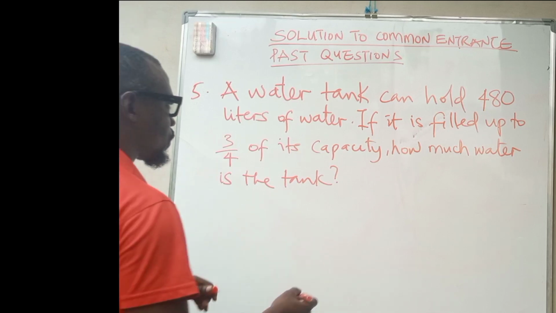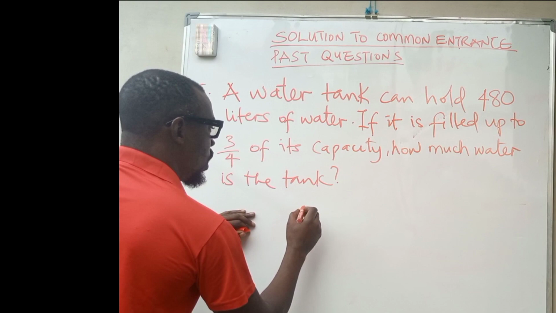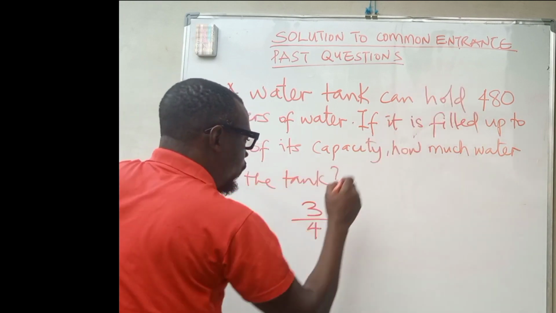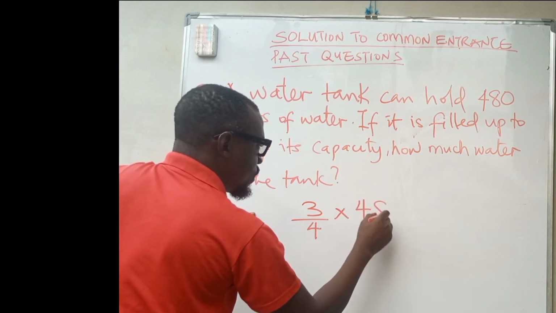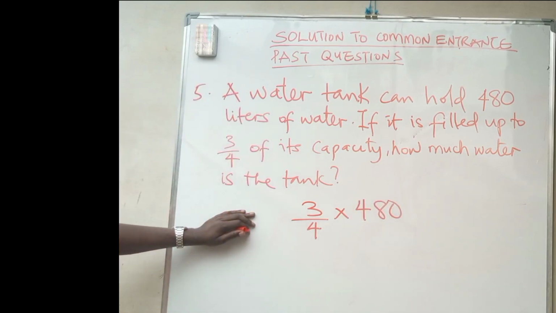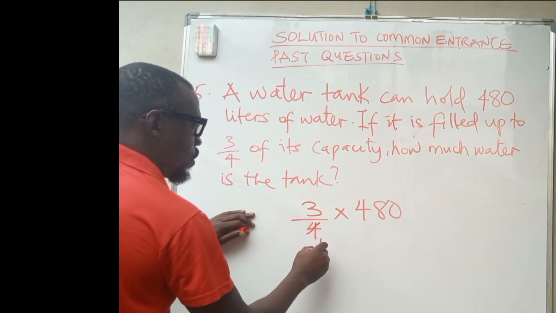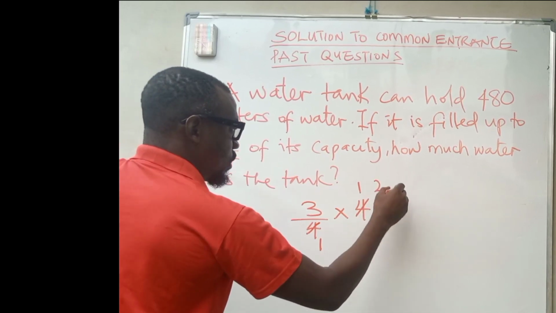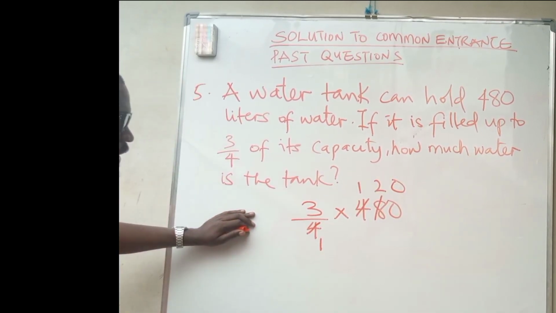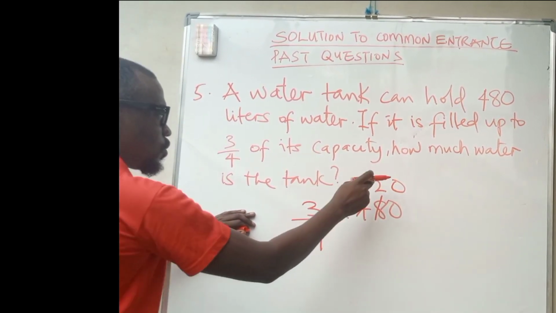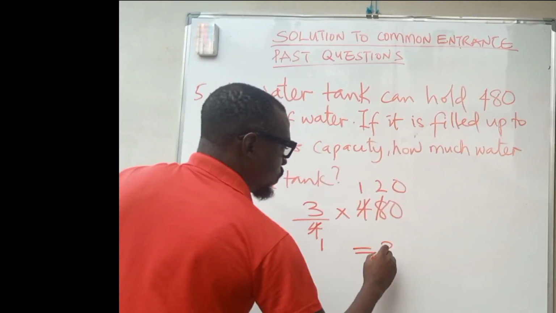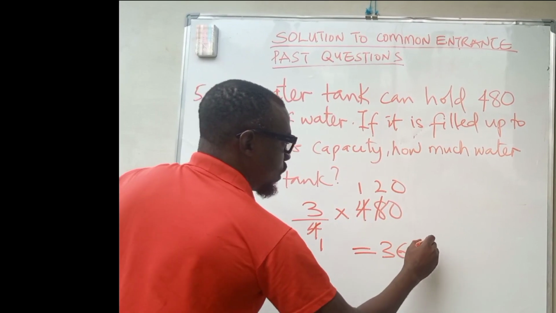Now, the question will now be 3/4 of 480, which is 4 here, 1, 4 here, 1, 4 here, 2. Then this one will be 120. Then you're going to multiply this 120 by 3, which is going to give you 360 liters.